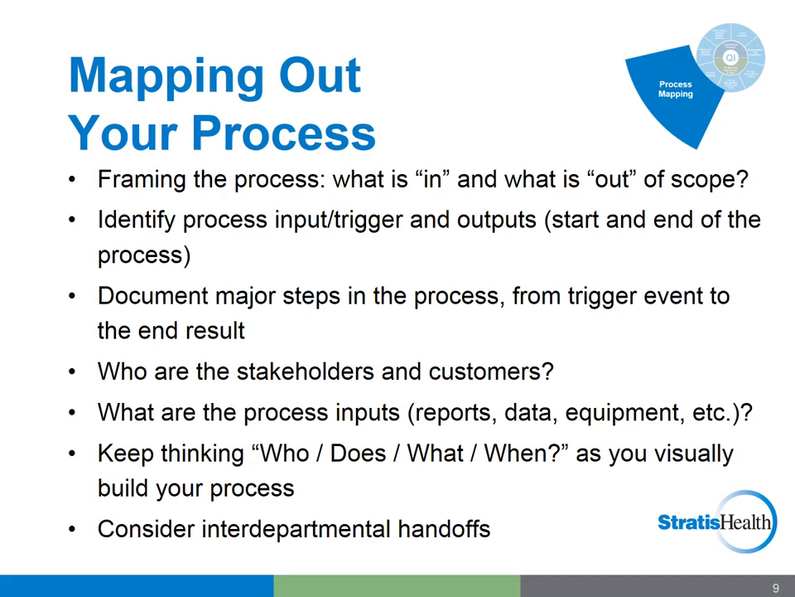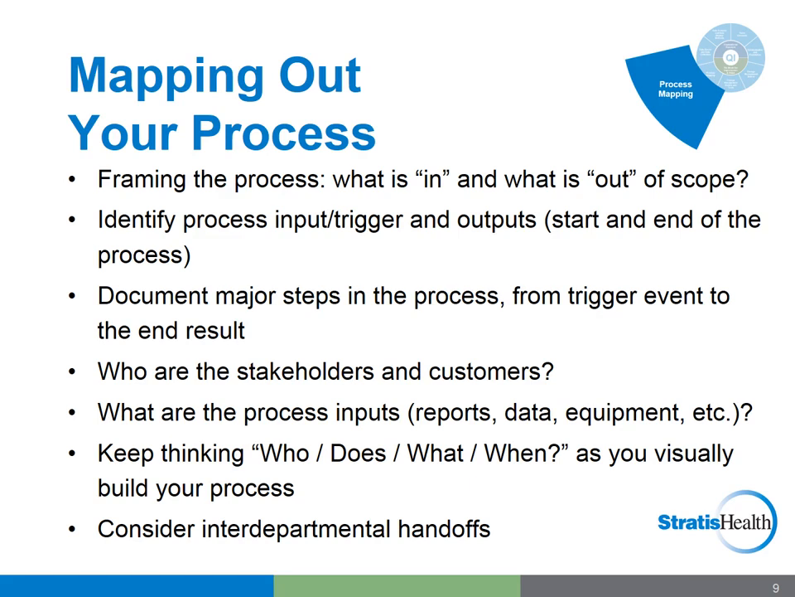We then identify and document the major steps in the process from the trigger event onto the end result. As you add the steps, jot down who is responsible for carrying out each step. It's usually best to identify them by role or title rather than by specific name, especially when you consider turnover and scaling up or sharing the process with other units or facilities. Consider what process inputs are needed or used in the series of tasks within the process, such as reports, data, equipment, etc. As you start to diagram your process, keep thinking who does what and when.